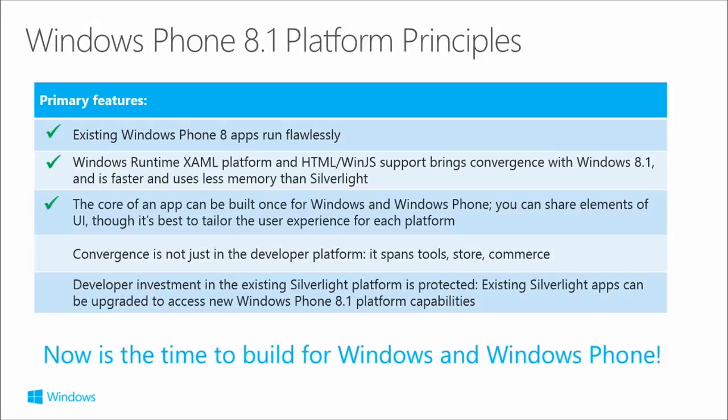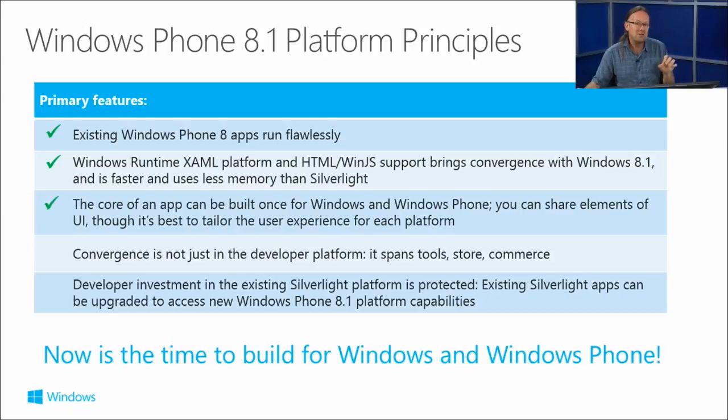And using that, you can share loads of code and bits of XAML, although we do stress it's best to tailor the user experience for each platform. We're also converging across the tools, store, and commerce. But if you still want to stay with Silverlight, we totally love you for that. It's awesome. You can still carry on doing that, and with Silverlight 8.1 you also get access to all of these new Win RT APIs that are not to do with the XAML side of things. So, in summary, now is the time to build for Windows and Windows Phone. It's never been such an exciting time to be a mobile app developer.